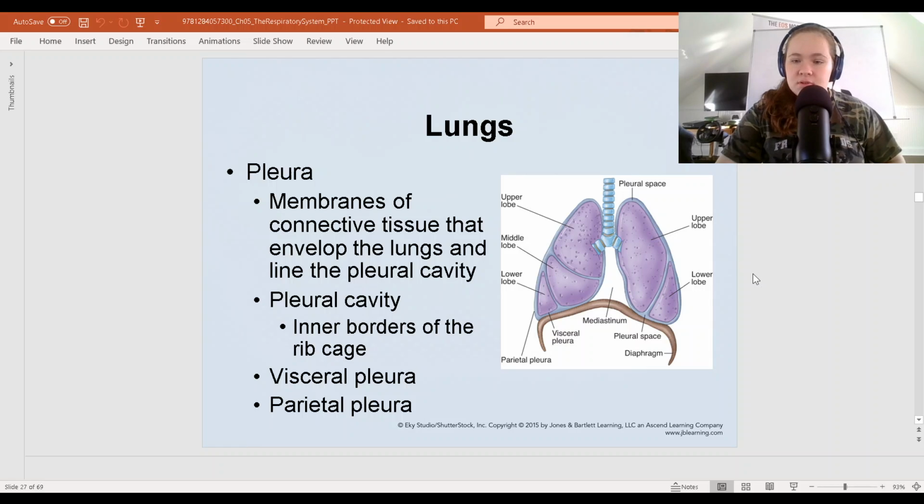Here we can see the pleural space on the outside. This is what allows the lungs to expand and contract freely. Pleural space doesn't really have anything in it. Sometimes there's a viscous fluid. Upper lobe, you can see there the middle and the lower. We've got the upper and the lower, and the diaphragm would rest just underneath those lungs.